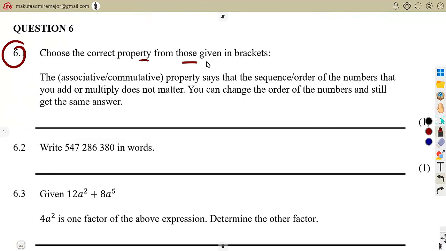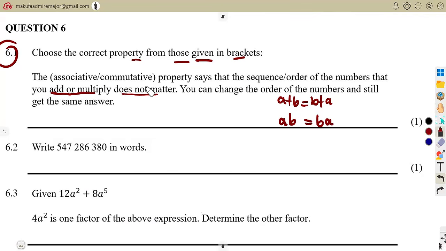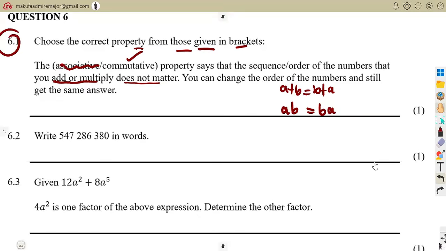6.1, choose the correct property from those given in brackets. The associative or commutative property says that the sequence or order of numbers that you add or multiply does not matter. A plus B is equal to B plus A. Or when you multiply, the order does not matter. AB is equal to BA. Which of these states that? That is the commutative property. So in this case, the correct answer was supposed to be commutative, which states that the order does not matter.